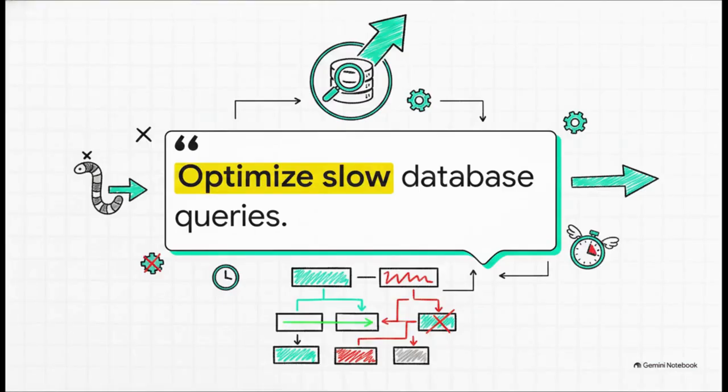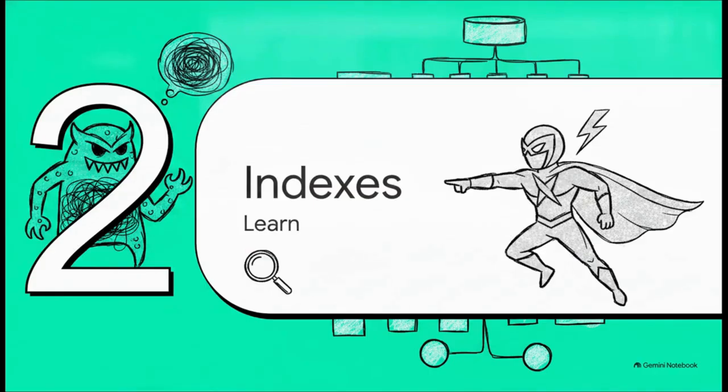The slow query is a major bottleneck in system design. It just drains resources and completely limits your scale. Our source material gives us a very clear, absolutely crucial directive here. Optimize slow database queries. Mastering this isn't just theory, it's essential to ensure your applications can actually handle real-world user traffic.